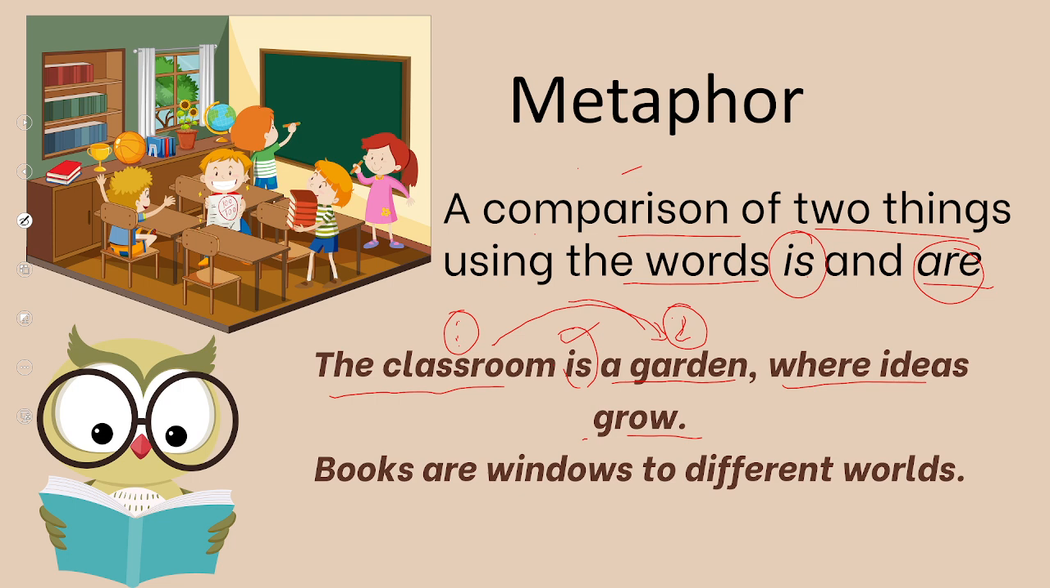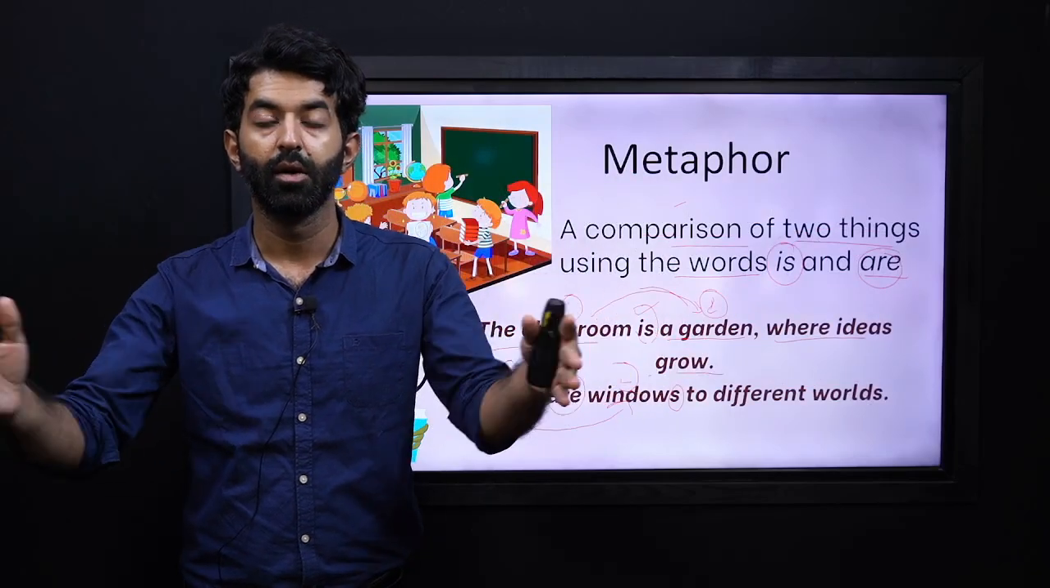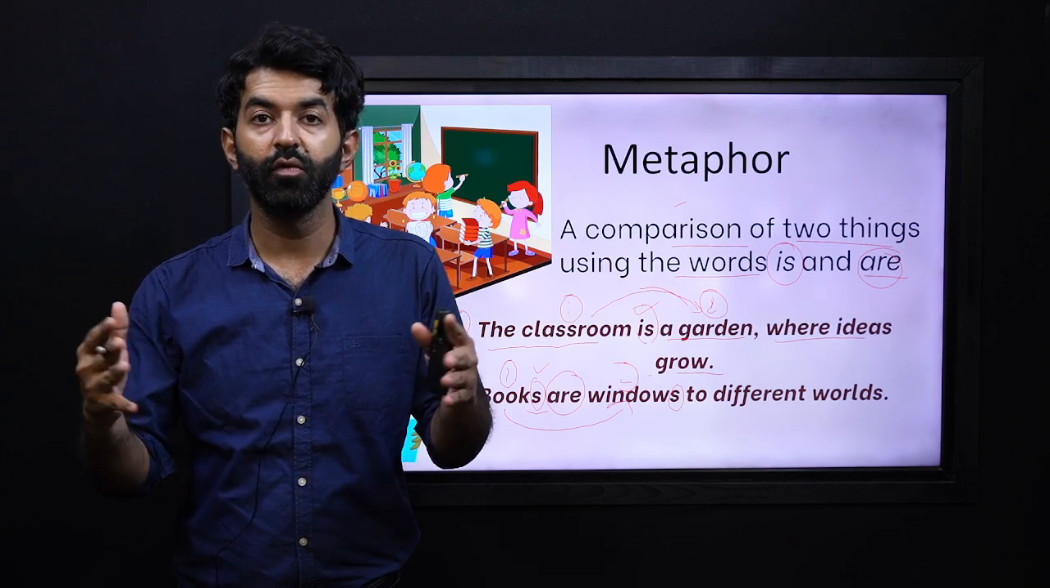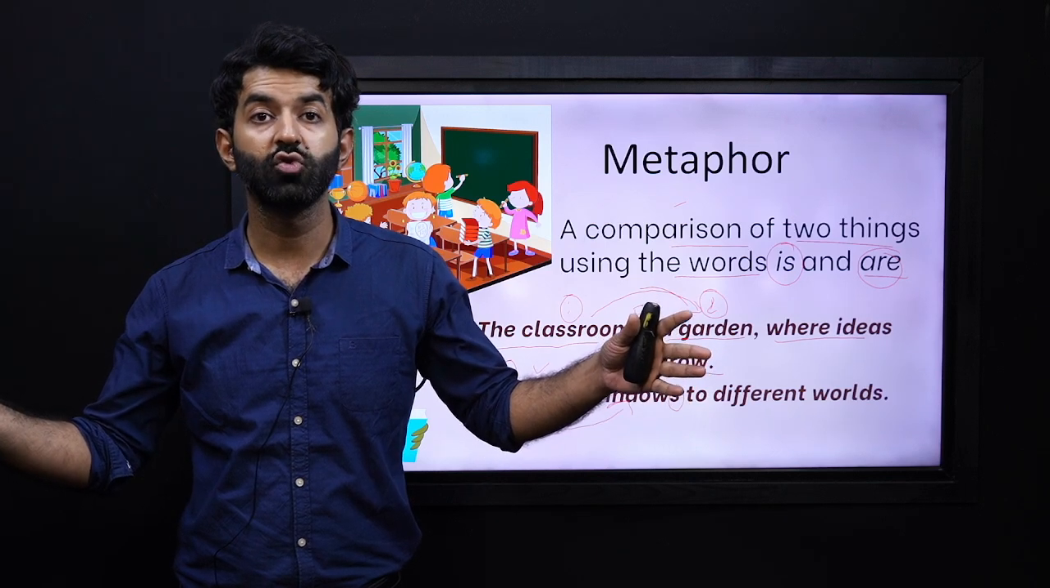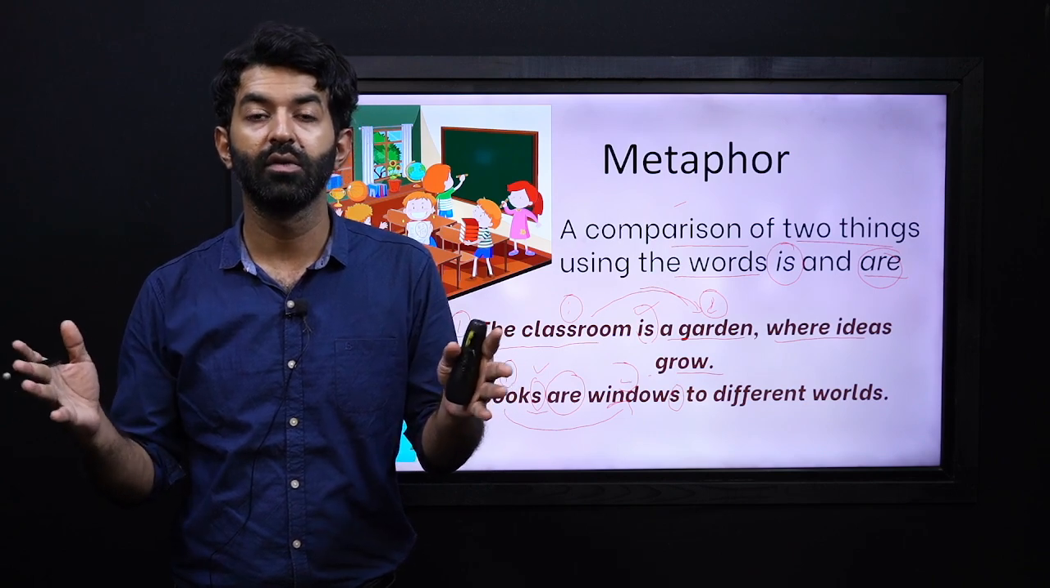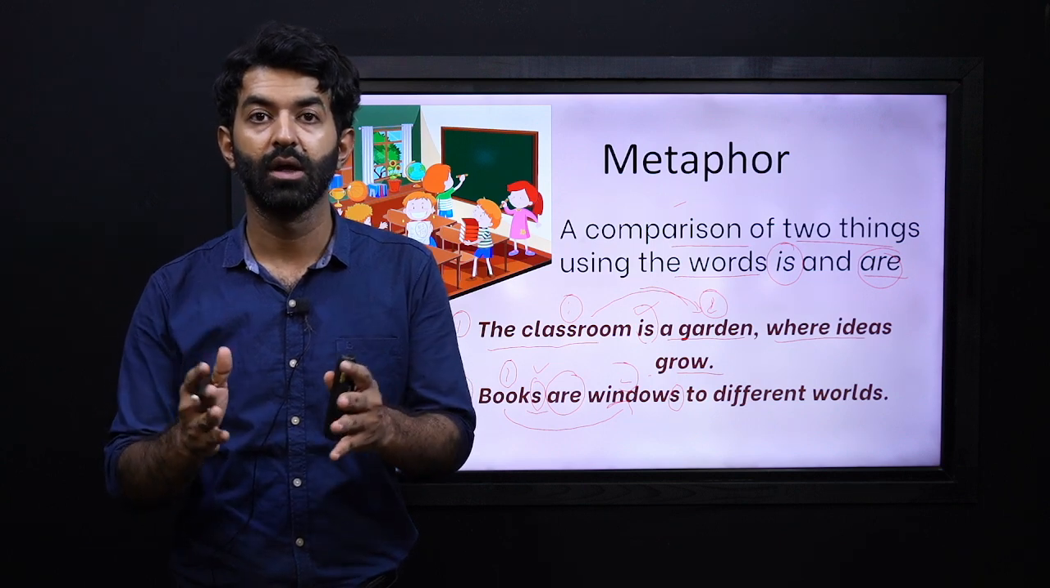Why? Where ideas grow. Flowers grow in the garden. Ideas grow in the classroom. So we can compare classroom and garden and make an interesting analogy. Secondly, we can say books are windows to different worlds. We have two things, books and windows. We are comparing them using the word are, because we have plural forms here, windows and books. Using a window we can see outside, but using books as a window, we can see so many different worlds and experiences. So windows and books are compared, and this is a direct comparison, unlike a simile.